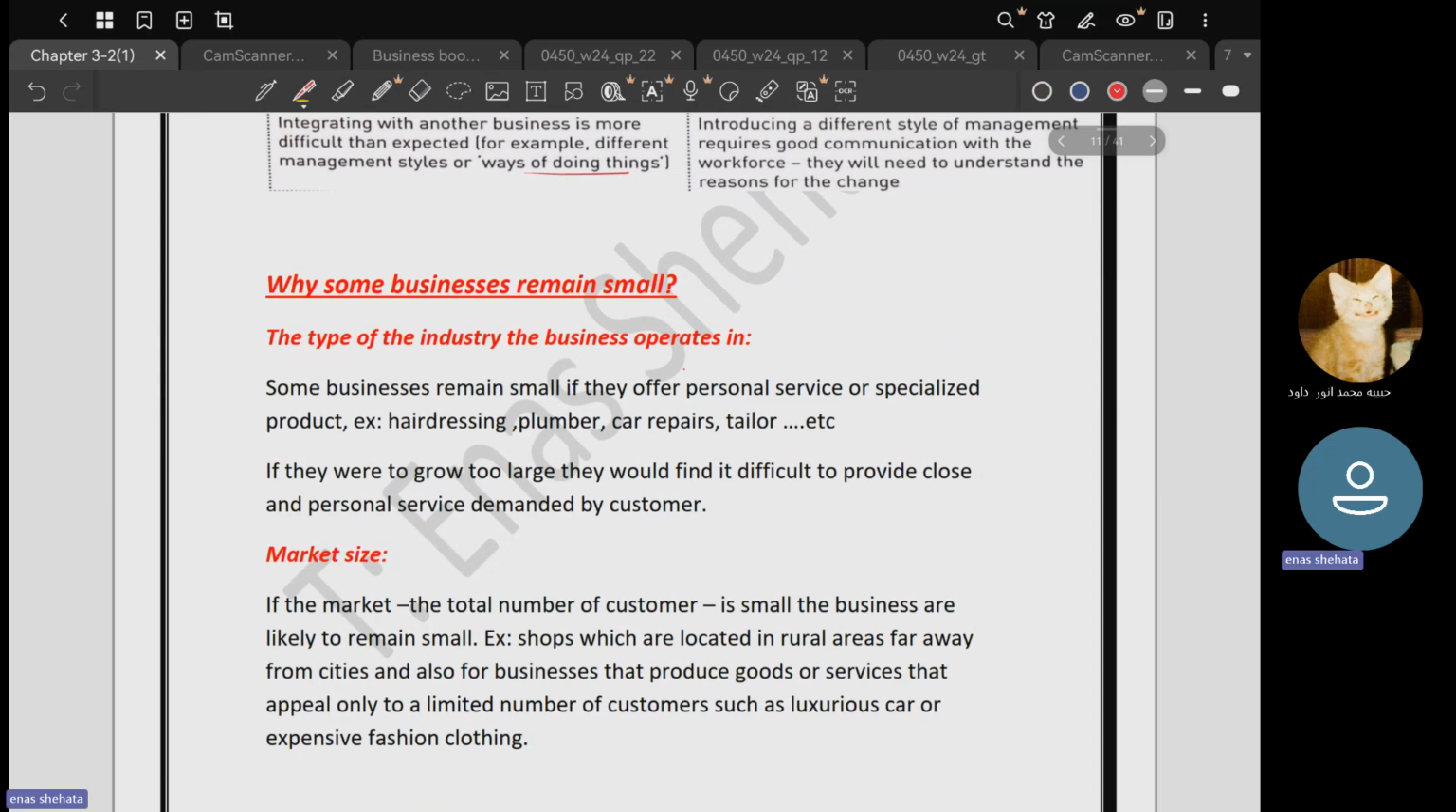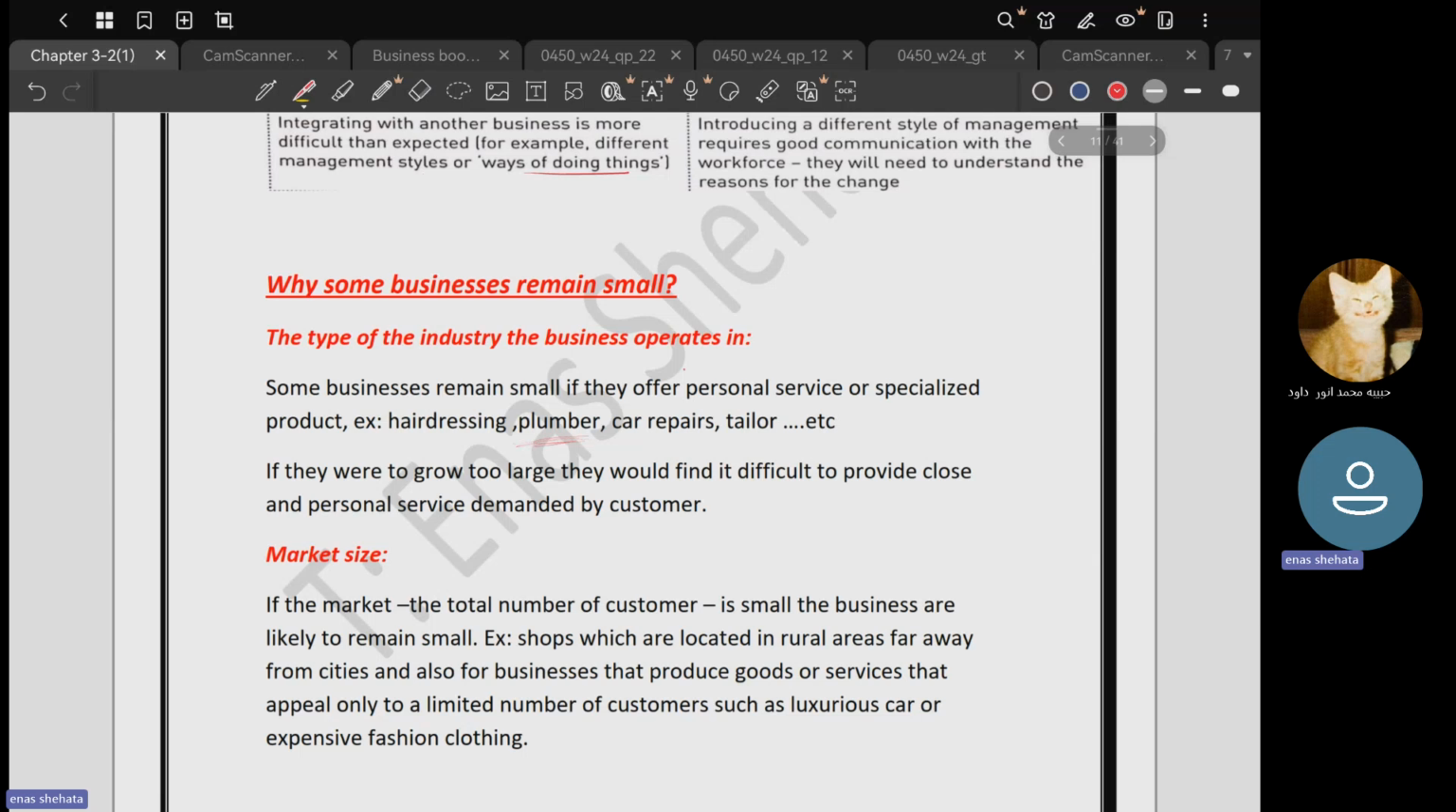I'm opening a hairdressing shop and I'm the one who provides this personal service. But if I opened many branches, can I exist in those different branches at the same time? No. Like a plumber, he offers a personal service. He's the one who offers the service by himself. But is there a need for expanding? No, he works on his own.